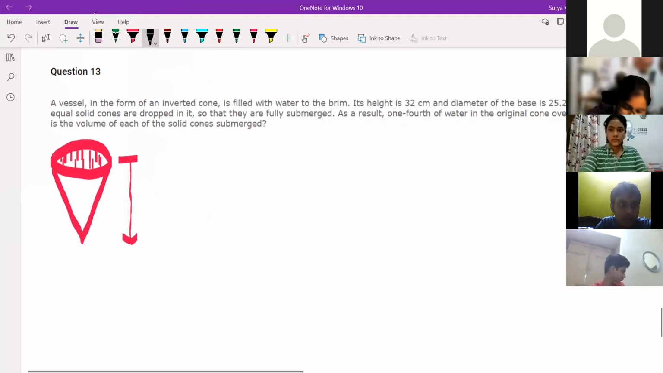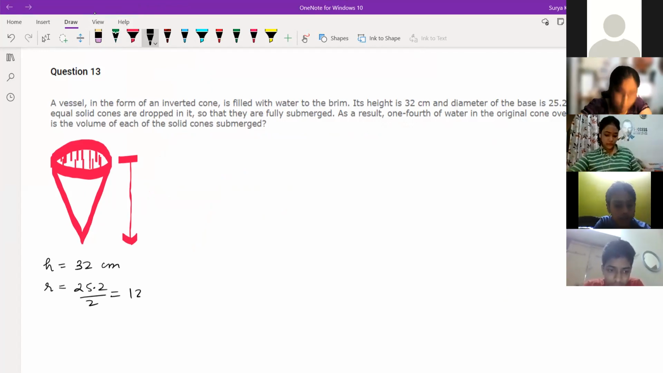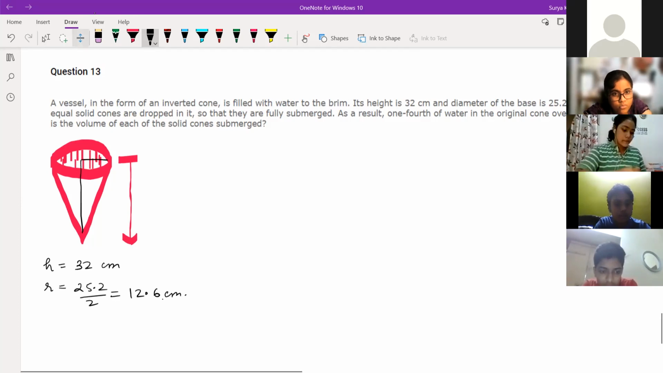So the height of this cone, h, is equal to 32 centimeter. The diameter of the base is given, so you can write the radius. Radius is 25.2 divided by 2. So what do you get? 12.6, right? 12.6 centimeter. The radius is given and the height is given. We can find l also if you want.